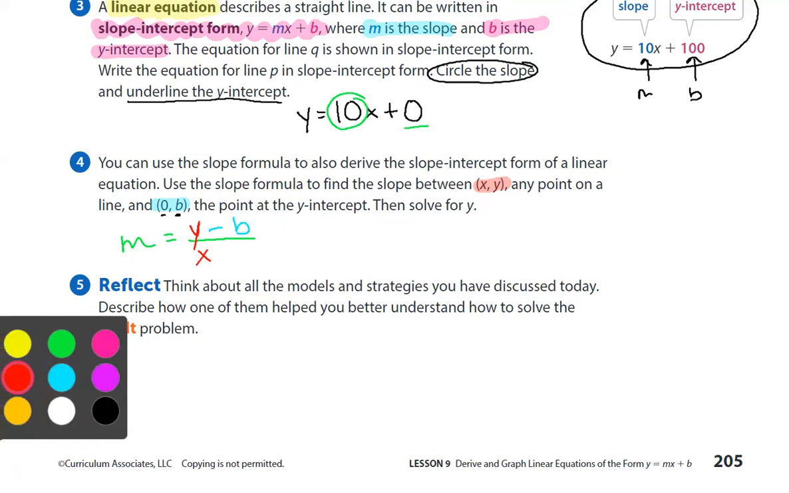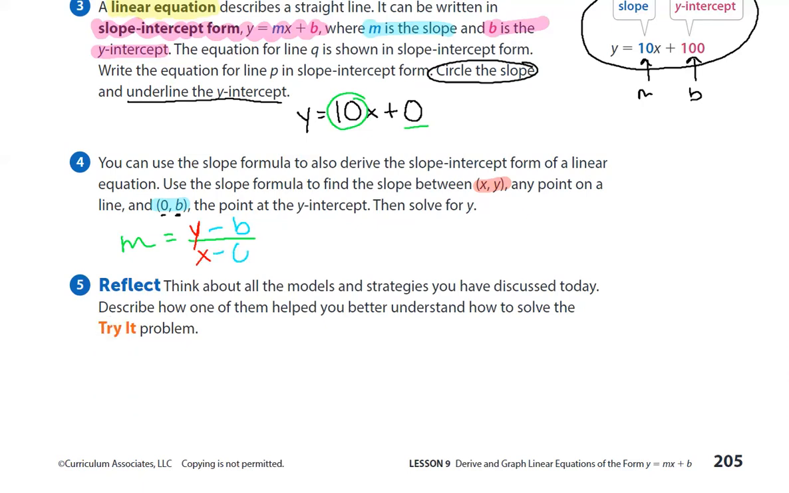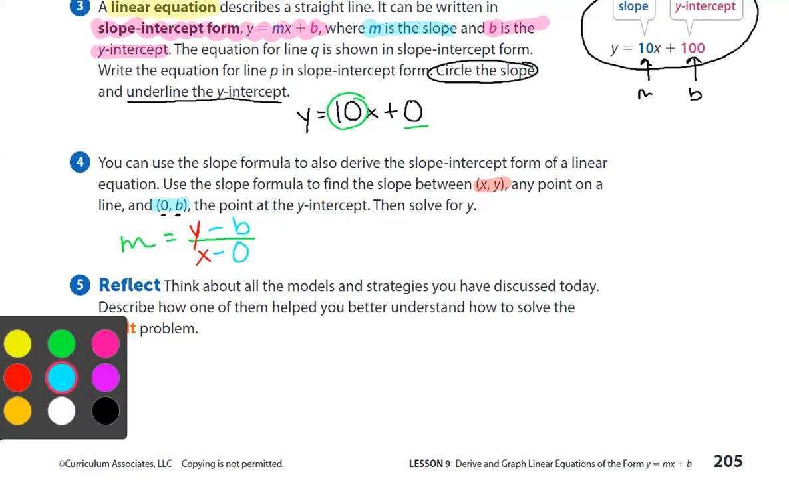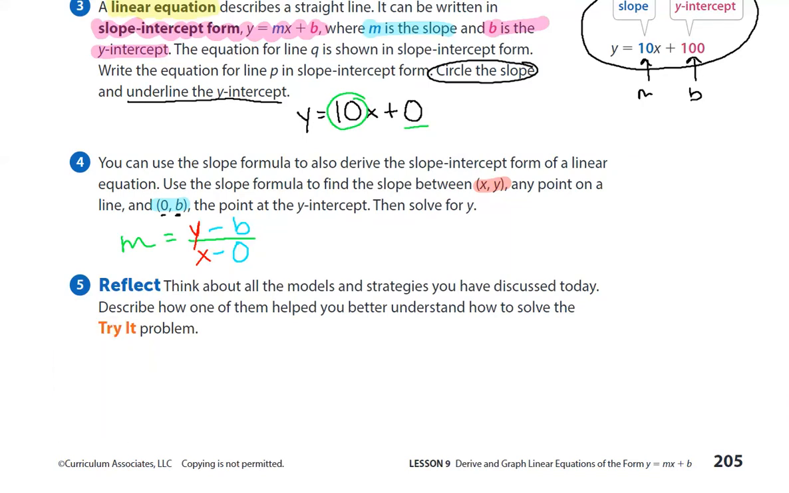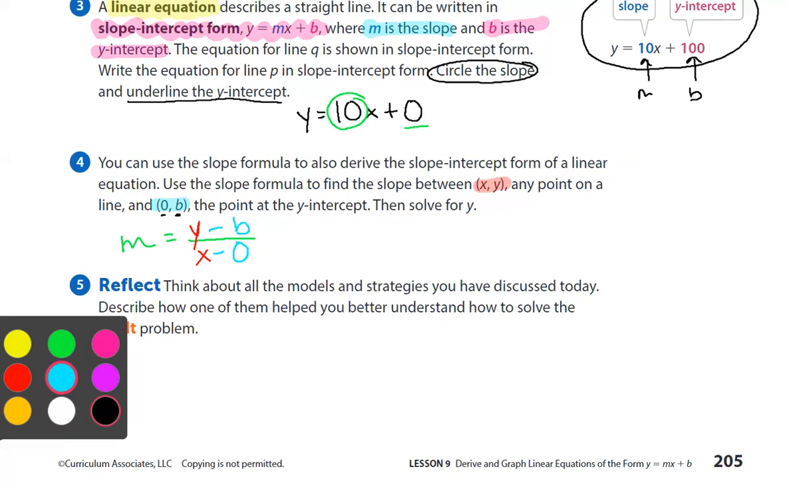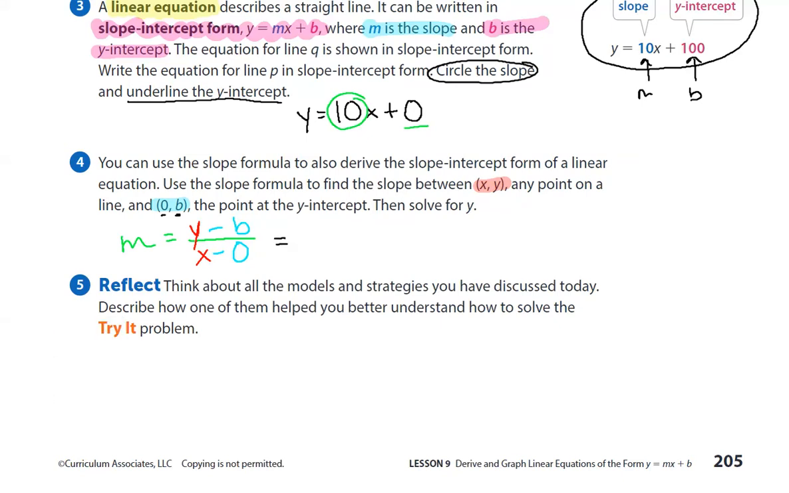X minus 0. Let's see. I can simplify this a little bit more. I can say m, we're still on m, equals y minus b. I can't do anything with that because those are not numbers. But x minus nothing is just x. We don't need the minus nothing.